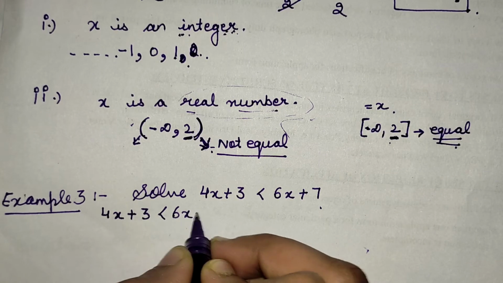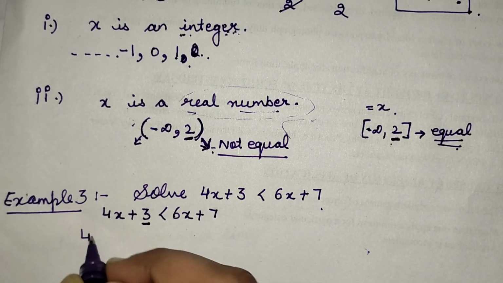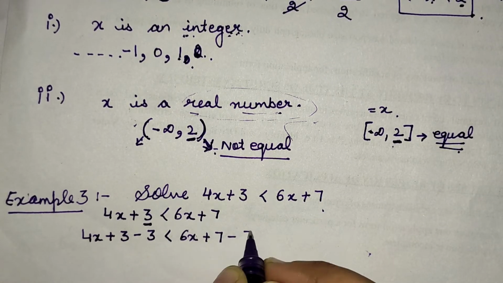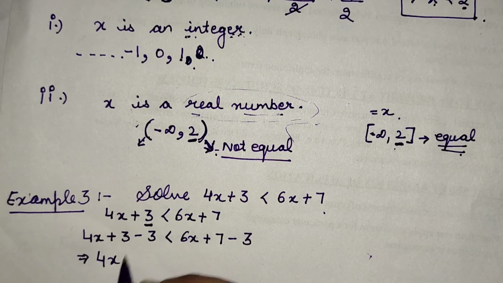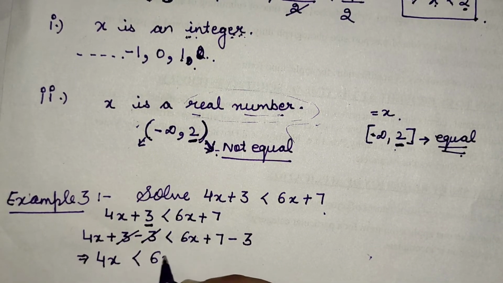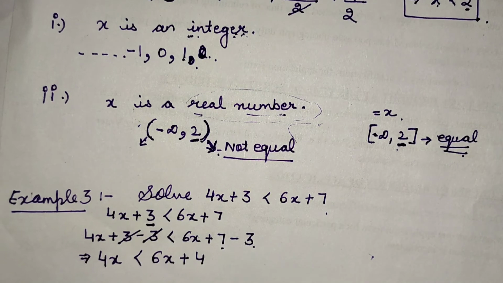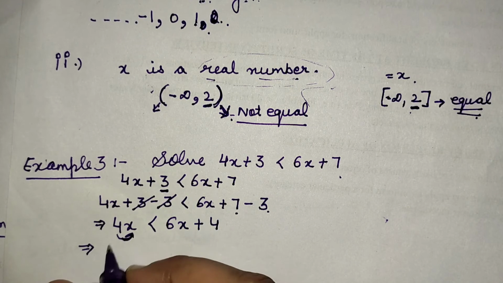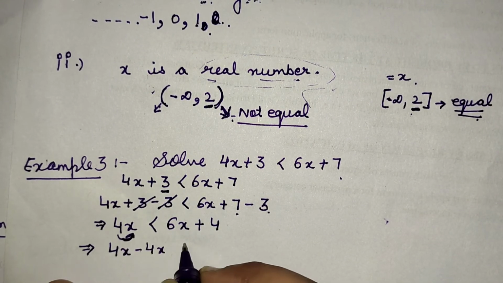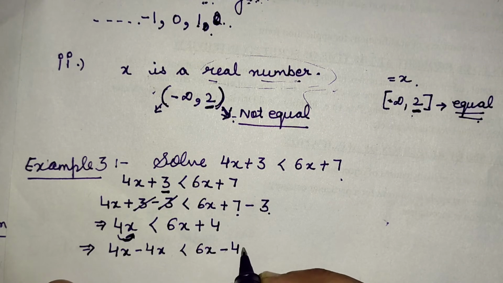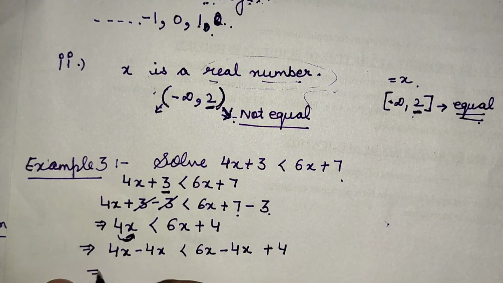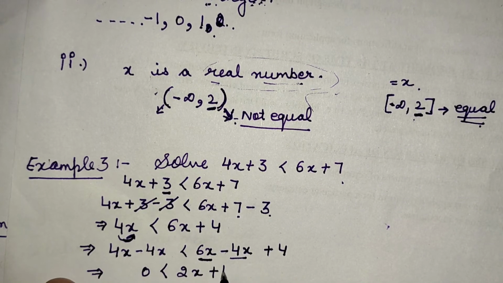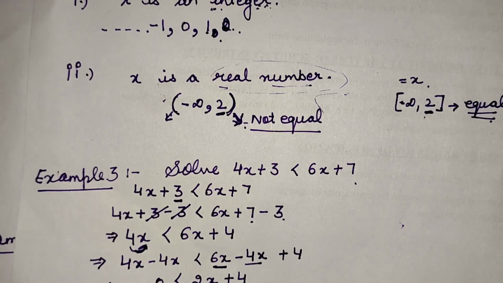Again, first we have to remove this 3 from both sides. So I will subtract 3 from both the left hand side and the right hand side, and the 3 will get cancelled out. I will get 6x plus 4. Next, I want to remove this 4x. 4x minus 4x is less than 6x minus 4x plus 4. Okay, so 0 is less than 6x minus 4x, which is 2x plus 4, right?